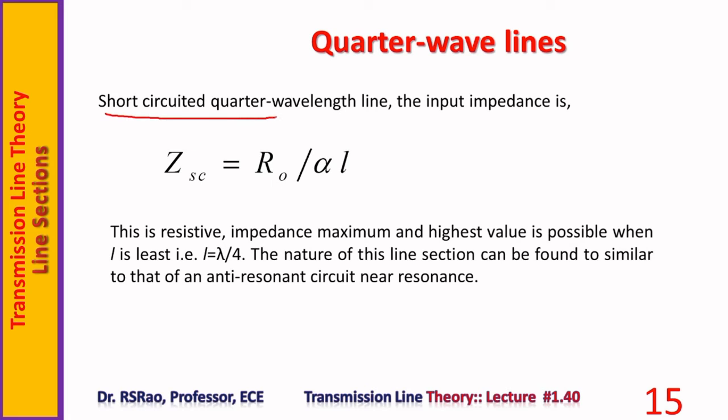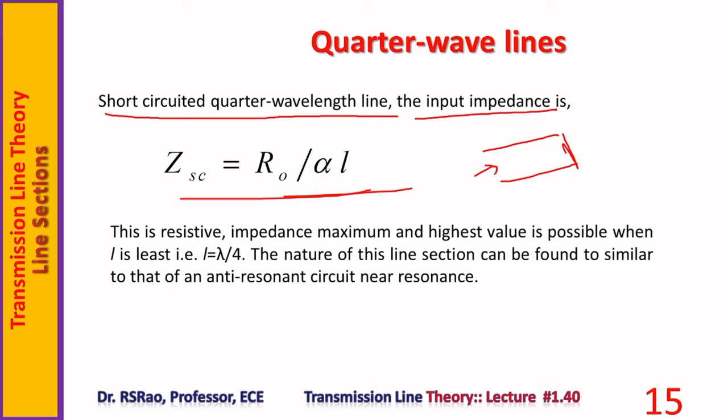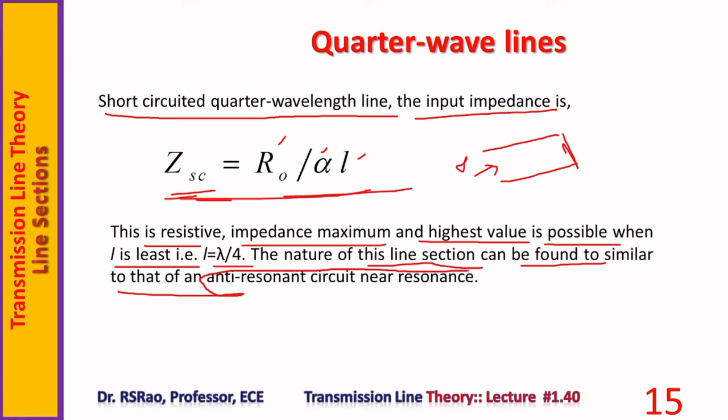Short circuited quarter wavelength line, for this case, the input impedance is this one. Actually, when a quarter wavelength line is shorted, what should be the impedance? It should be infinity. But it cannot be infinity because infinity doesn't exist in reality. In practice, what we have is large. How much is it? It is this one: R0 is the characteristic impedance, alpha the attenuation constant, L the length of the line. This is resistive. Impedance maximum and highest value is possible when L is least, that is L equal to lambda by 4. The nature of this line section can be found to be similar to that of an anti-resonant circuit near resonance.